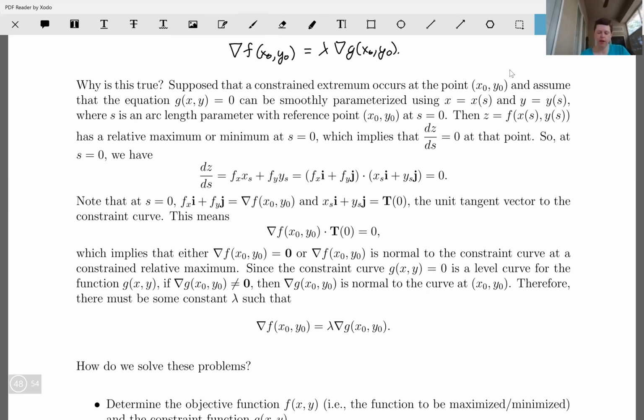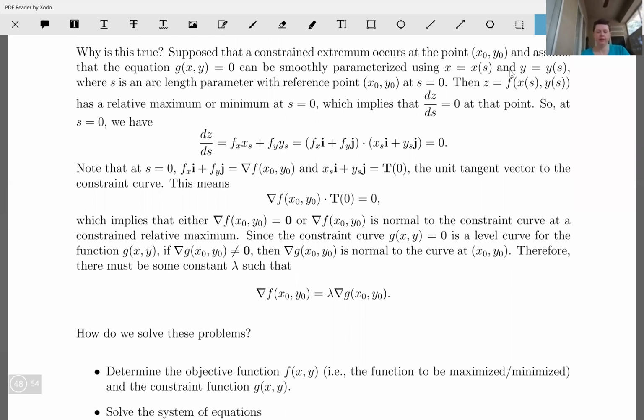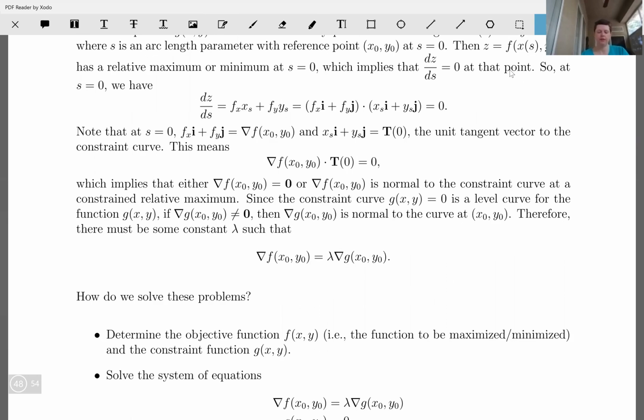It's the product of the gradient with the vector (dx/ds, dy/ds). At s = 0, that vector is just the unit tangent at the point, the tangent vector to the constraint curve. And so what that means is that the gradient of f at the point (x0, y0), dotted with the tangent at 0, is equal to 0. So either the gradient is 0 or it's normal to the constraint curve. Now, please notice that when we say the gradient is 0, we mean the 0 vector, not the scalar 0. So it's normal to the constraint curve at a constrained relative maximum.